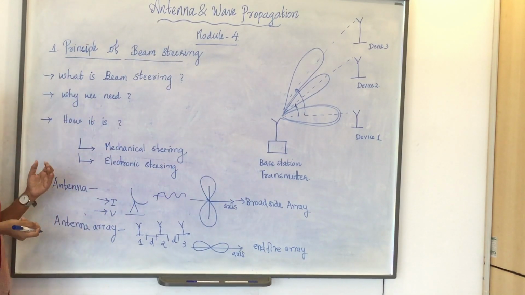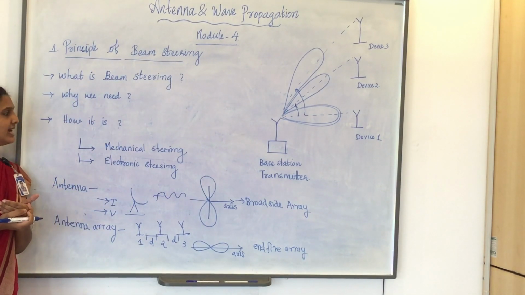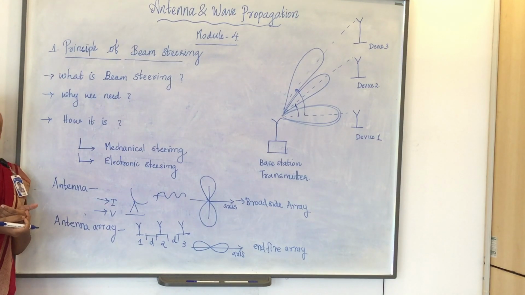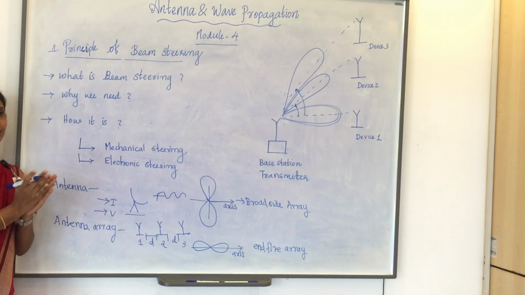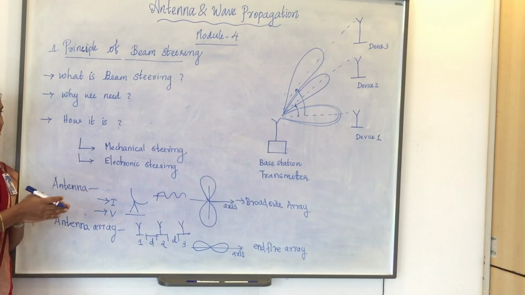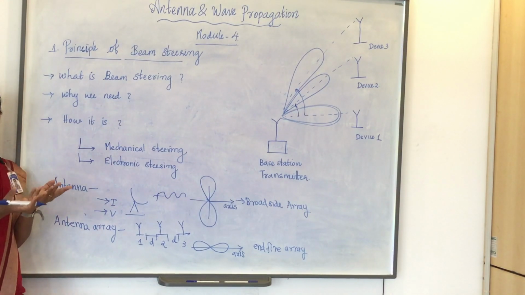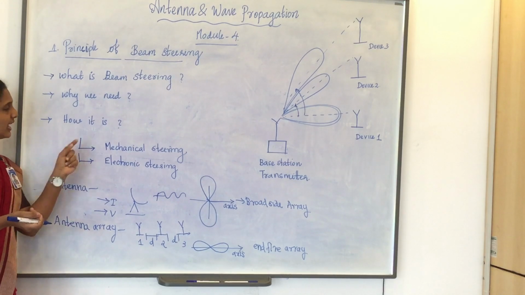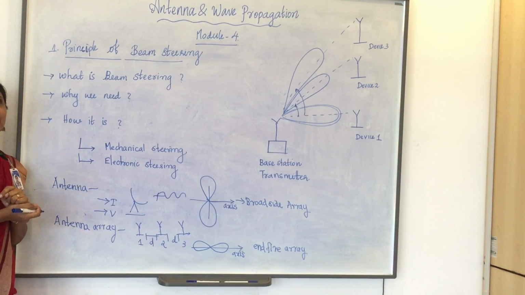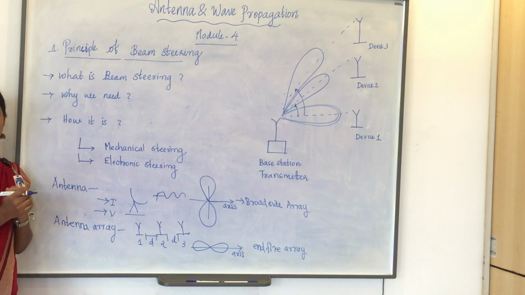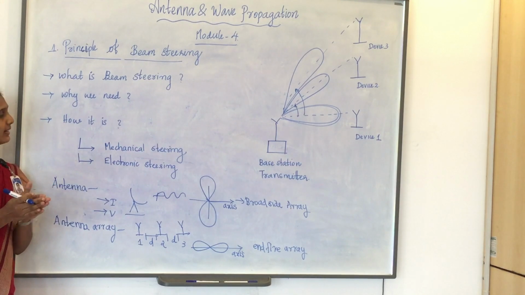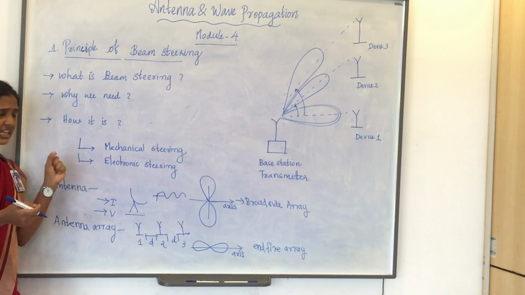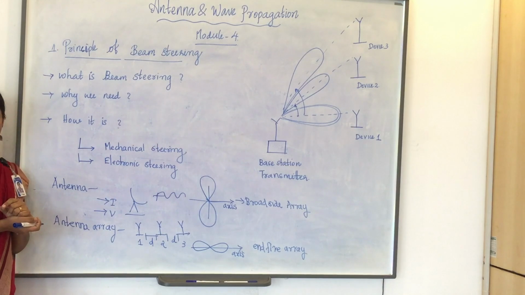Then, how can we steer the antenna beam? There are two types of steering. One is mechanical steering. We can mechanically steer the antenna toward the required device by using electrical motors, etc. That steering is mechanical steering. But in the case of large antennas, it is very difficult to mechanically steer the antenna using electrical motors. So we go for electronic steering.